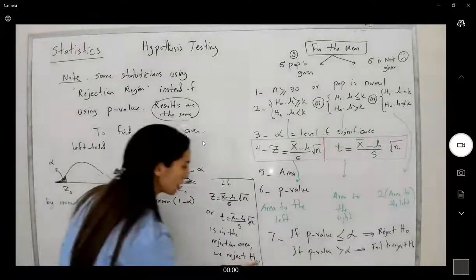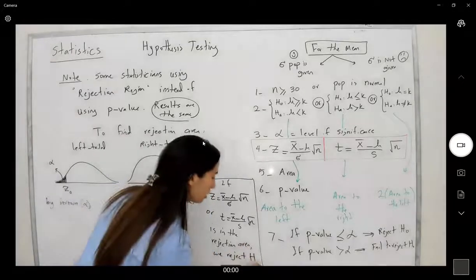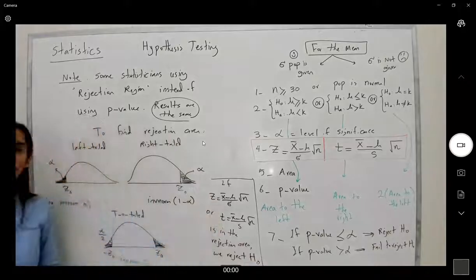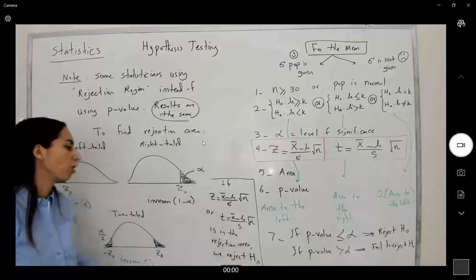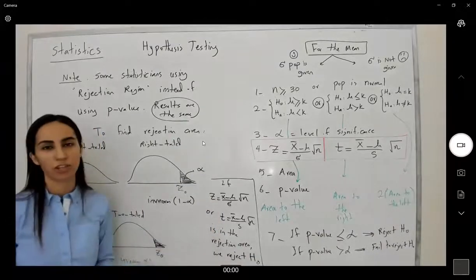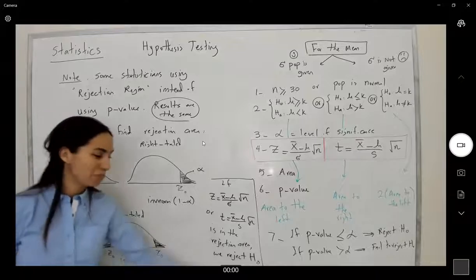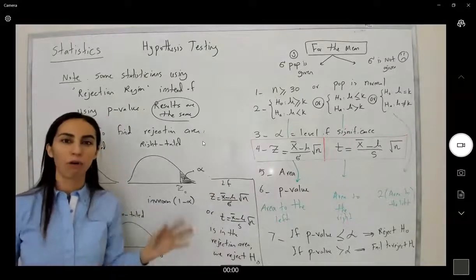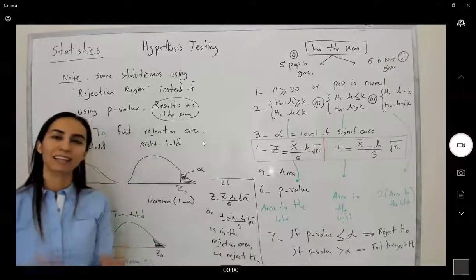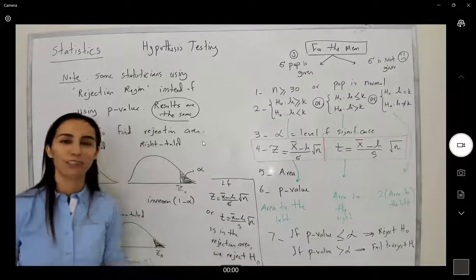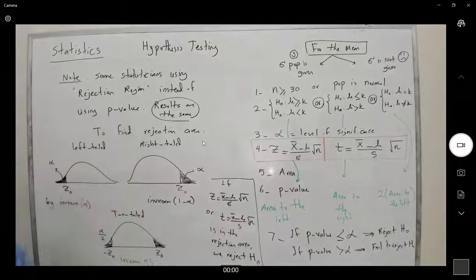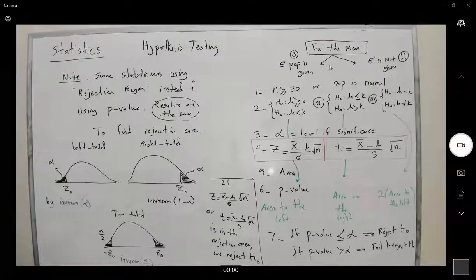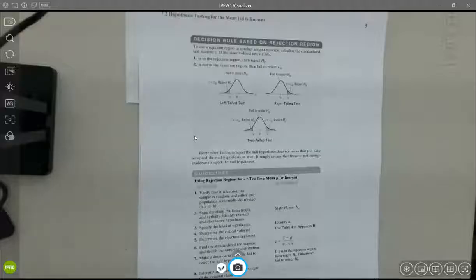I have some students feeling comfortable using p-value. They don't like rejection region. Some other students feel more comfortable about rejection region, rejection area. Again, on the exam, it doesn't matter which method you're using. Both of them result in the exact same result and conclusion. Let's get back to the notes.